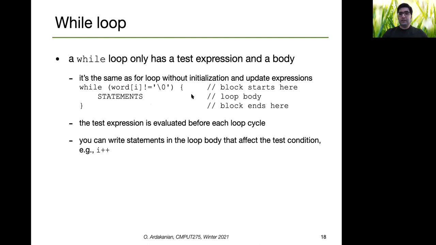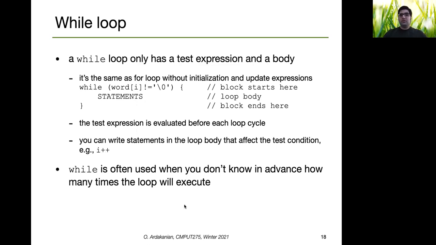So the difference between the for loop and the while loop is that in the while loop you do not have the initialization expression, and you do not have the update expression. You can still update I. You can, for example, increment I, but this has to be one of the statements that you write here. So the while loop is often used when you do not know exactly how many times the loop will execute. If you know exactly how many times it will execute, then you can use the for loop.